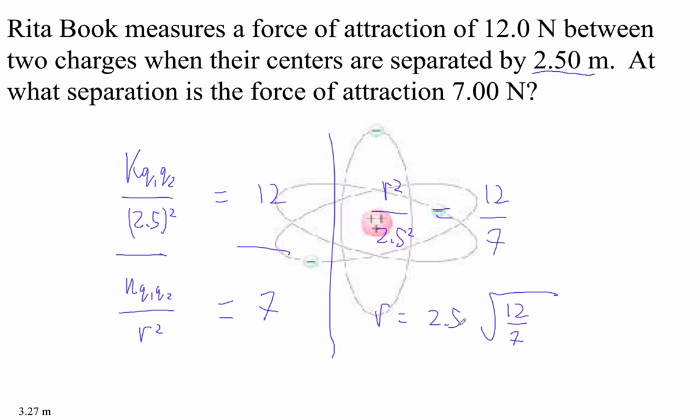Okay, square root of 12 divided by 7. Watch me get the wrong answer. Wrongly. But I didn't. All right, so R is equal to 3.27 meters. Ta-da.